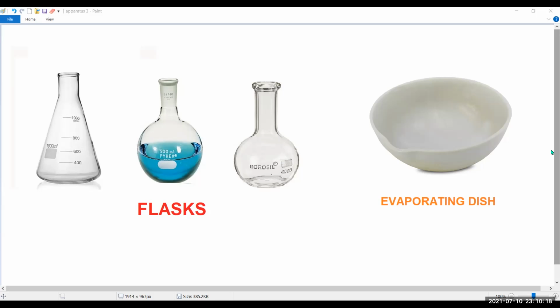And the last is the evaporating dish or a china dish. Evaporating dish is a shallow bowl made of porcelain. It is generally used to evaporate liquids.